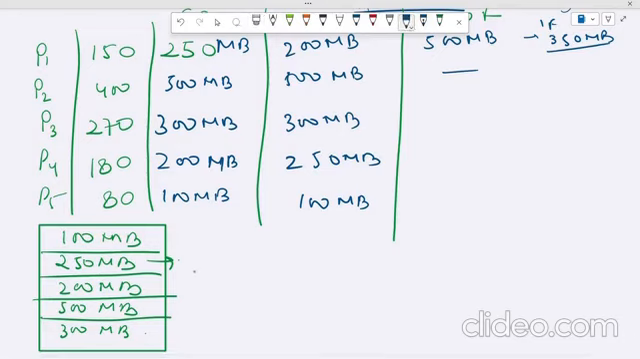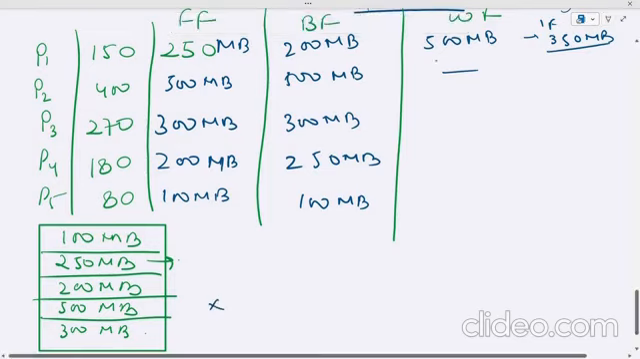So P2 does not have anything, and 500 is allocated. Now P3 is 270, and the highest one is 300, so 300 MB will go to P3. 300 is also allocated. Now the space left is 100, 250 and 200.